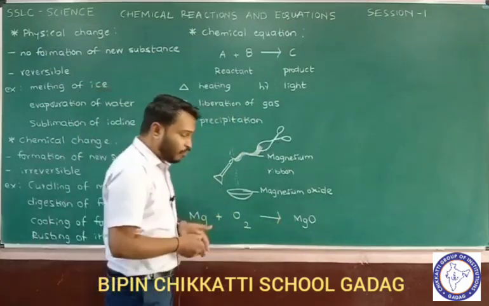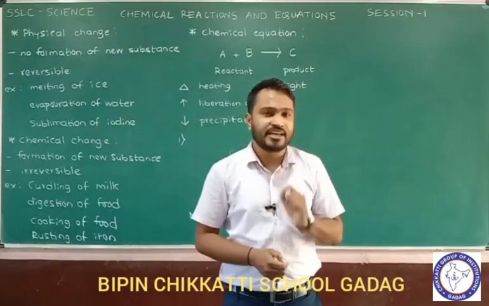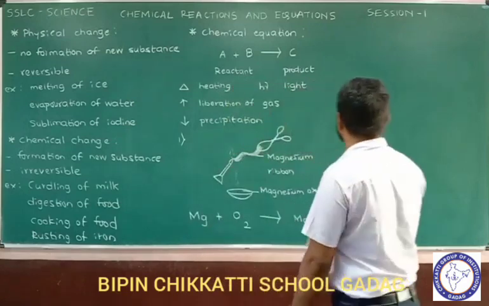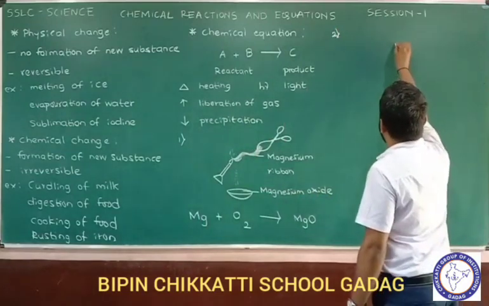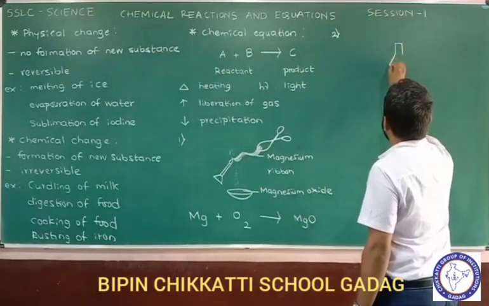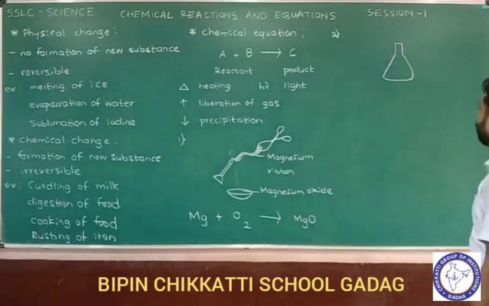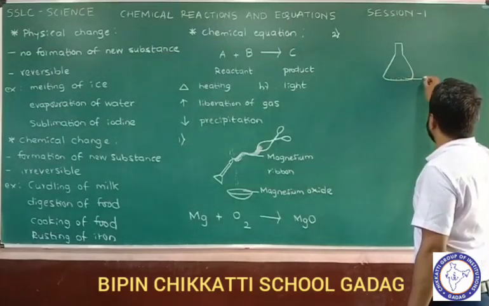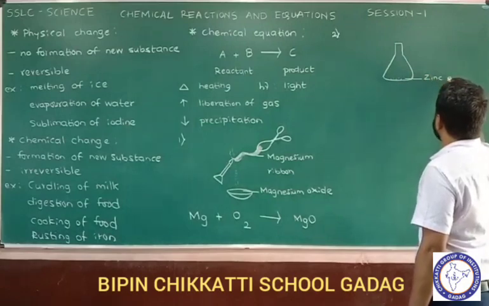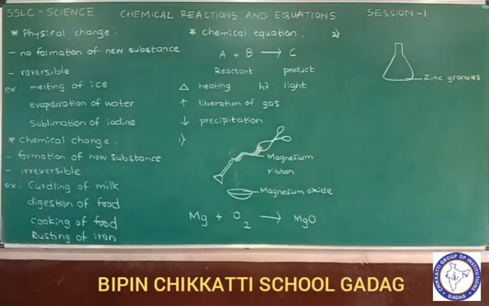So this is one example I have given of how a chemical change can be represented in the form of a chemical equation. We'll see one more example of the kind. The second example I am going to consider here is a conical flask. This is the apparatus, a conical flask, and inside the conical flask I am going to consider zinc granules. Zinc granules means zinc is an element in solid state, and I am going to consider small pieces of zinc.